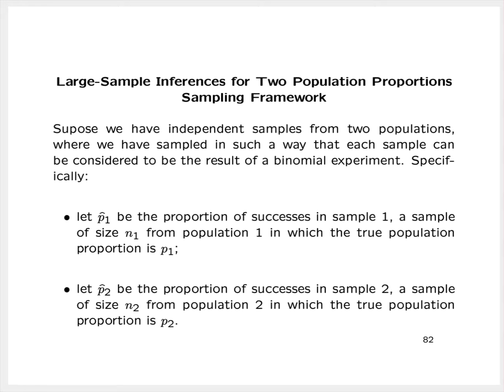Suppose we have independent random samples from two populations where we've sampled in such a way that each sample can be considered to be the result of a binomial experiment. Specifically, let P1 hat be the proportion of successes in sample 1, a sample of size n1 from population 1, in which the true population proportion is P1. Similarly, let P2 hat be the proportion of successes in sample 2, a sample of size n2 from population 2, in which the true population proportion is P2.